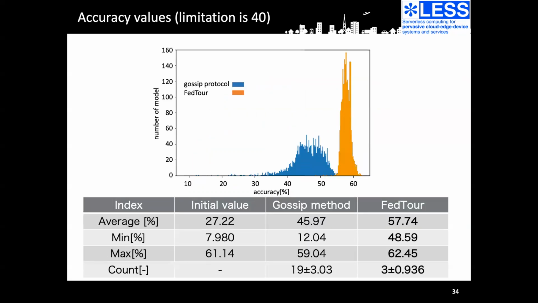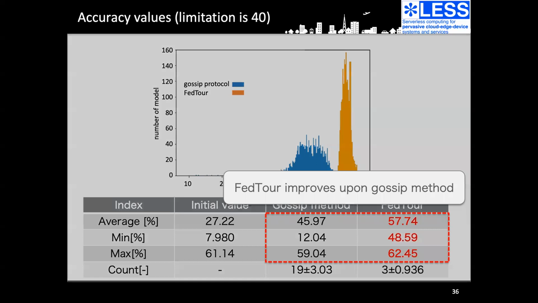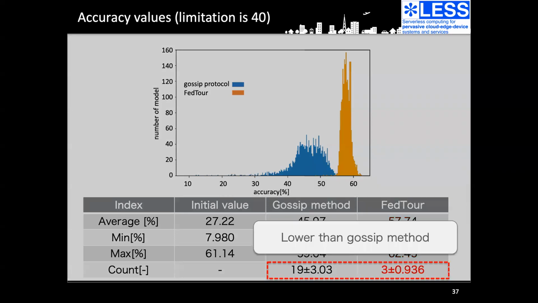Here, we show the detailed accuracy and distribution when the limitation is set to 40. From this distribution, each model concentrates at higher accuracy with little variation in FedTour. Average, maximum, and minimum accuracy of models generated with FedTour are higher than those by the gossip method. Also, minimum accuracy has been raised significantly, and the maximum value overcomes the initial one. Communication and updating in FedTour is only 3 times on average, which is less than the gossip method.